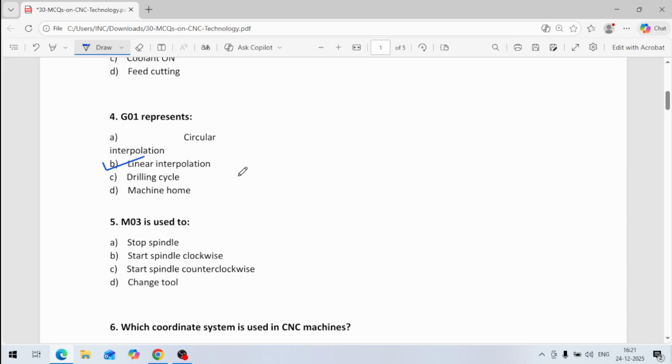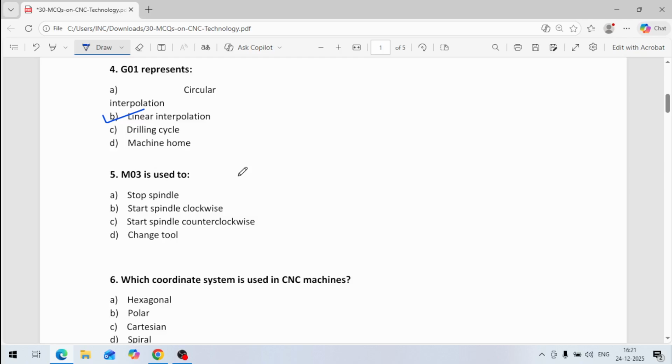Okay. The next question is: M03 is used to stop spindle, start spindle clockwise, start spindle counterclockwise, or change tool. So here the answer is start spindle clockwise. The M03 command is for starting the spindle clockwise only.